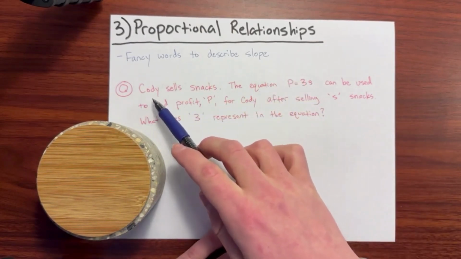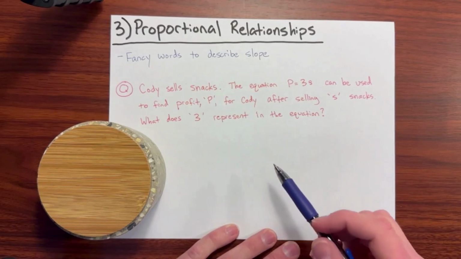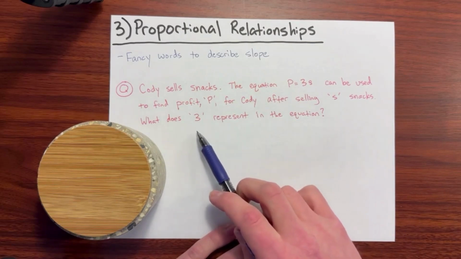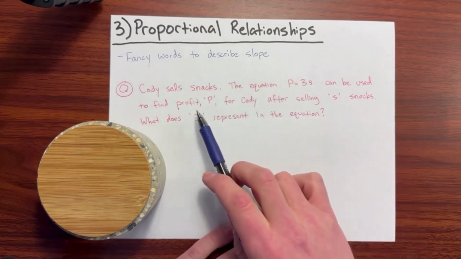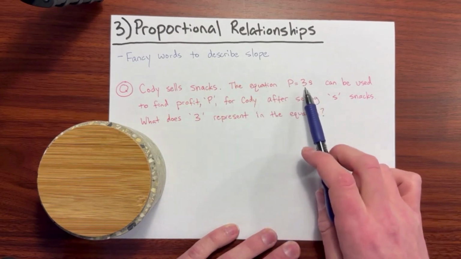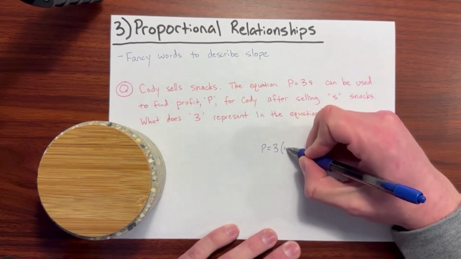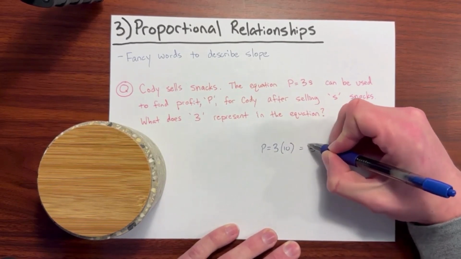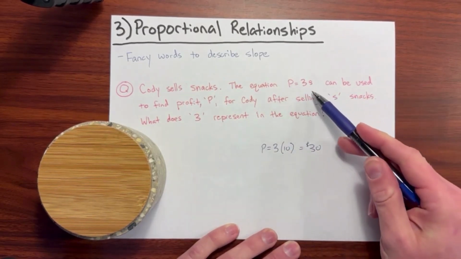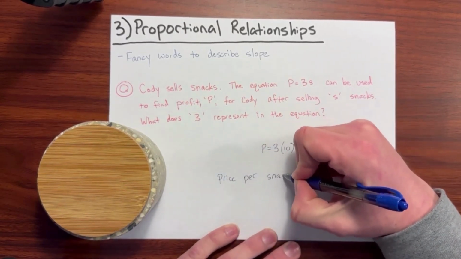So a question could be, Cody sells snacks. The equation P equals 3S can be used to find profit P for Cody after selling S snacks. What does 3 represent in the equation? Well, 3 is the proportional relationship between Cody's profit and the number of snacks that he sells. Let's say he were to sell 10 snacks, and that would end up being $30. Well, it should be obvious that 3 is the price per snack in that proportional relationship.